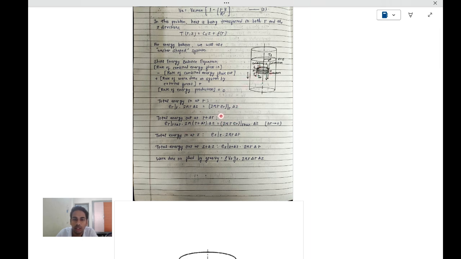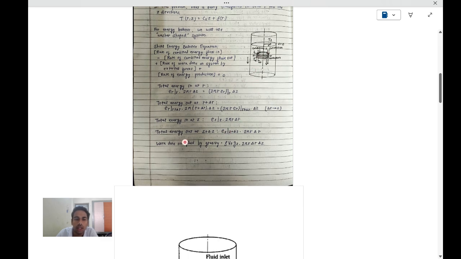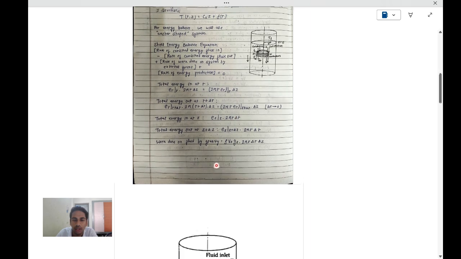If we assume that delta r is negligible, then this reduces to 2 pi r er at r plus delta r into delta z. The total energy in at z is given as Ez at z into 2 pi r delta r, which is the upper surface area, and the total energy out at z plus delta z is Ez at z plus delta z into 2 pi r delta r, which is the downward surface area of this differential shell. Now the work done on the fluid by gravity is given by rho into volume, that is 2 pi r delta r delta z, the volume of the differential shell, which gives us mass, into Vz into gz, which gives us the work done on the fluid by gravity.